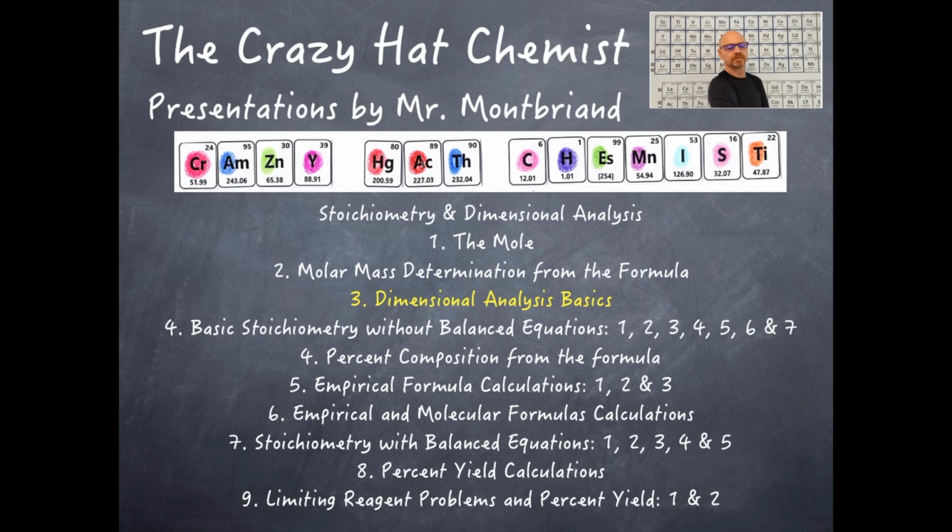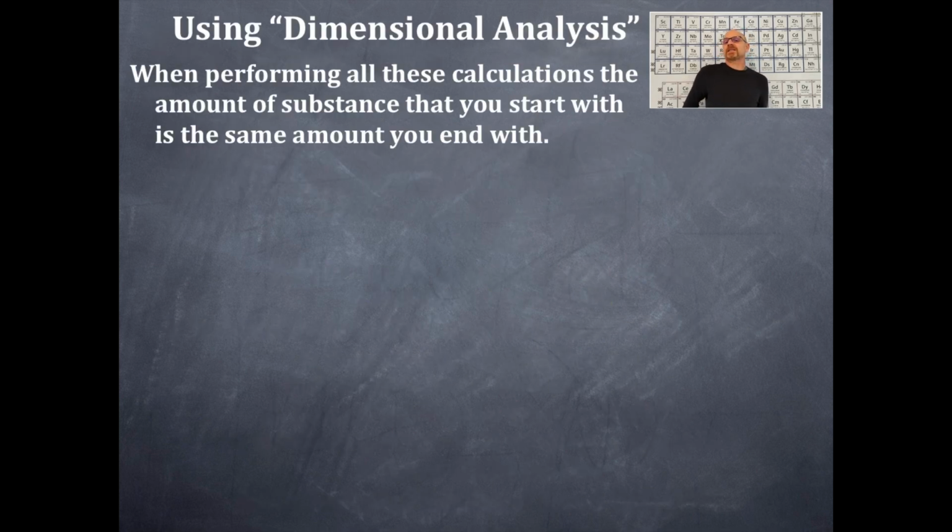So here we go. When performing dimensional analysis problems, all these calculations, the amount of substance that you start with is the same that you end with. So just take that into consideration. The units have changed, the number might have changed, but the amount that you have to begin with is the same that you had at the end, or will have at the end.